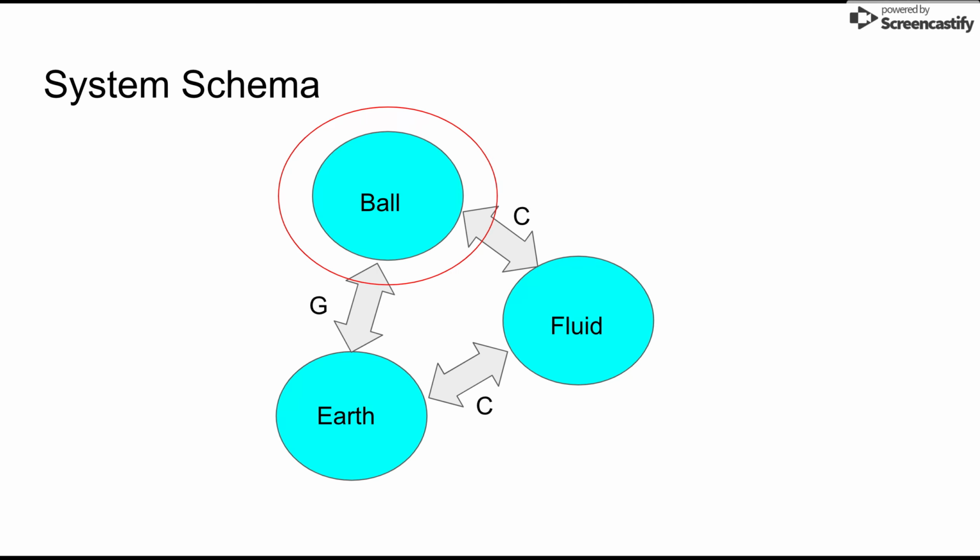This is our system schema having the ball, earth, and fluid. The ball is our system. The ball interacts with earth through gravity, and the ball interacts with fluid through contact.